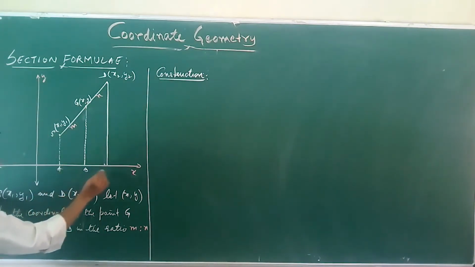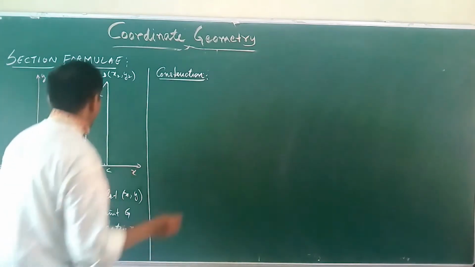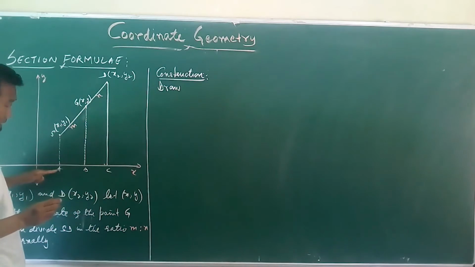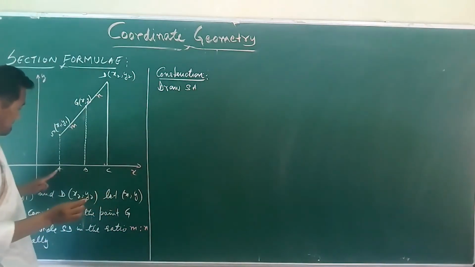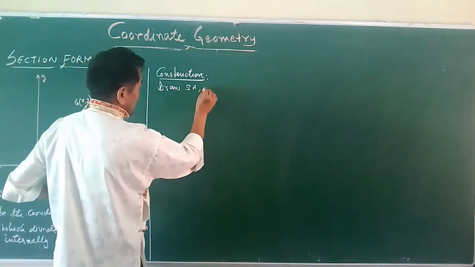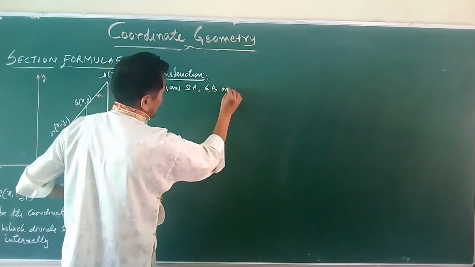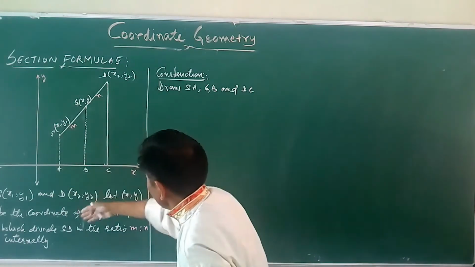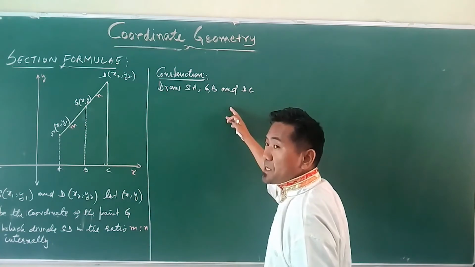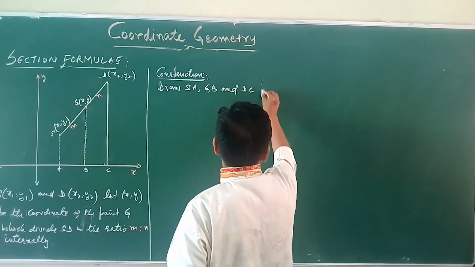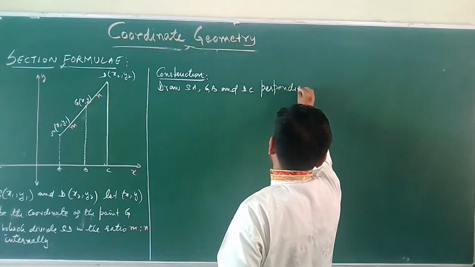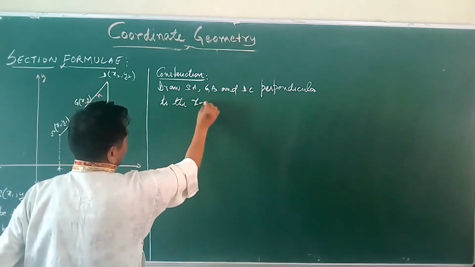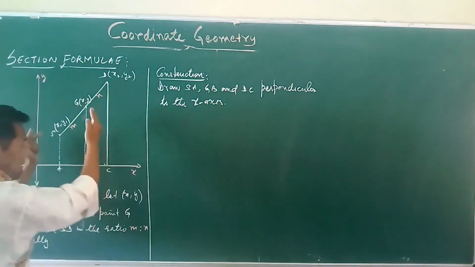Let's give the names here, A, B, C. Draw SA, PB and DC perpendicular to the x-axis.